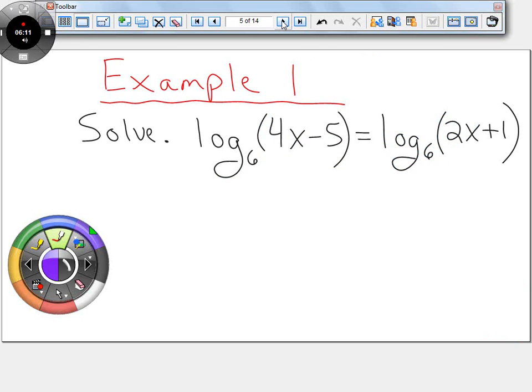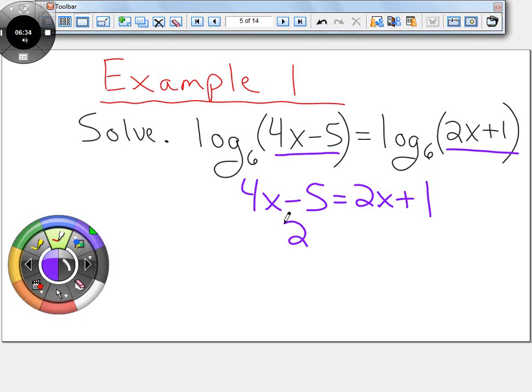All right, let's do an example of solving log equations. Notice that they're both log base 6. What we can do is set the arguments equal to each other. So we have 4x minus 5 equal to 2x plus 1. We just solve for x. So subtract 2x, add 5 over. So we get x equals 3.